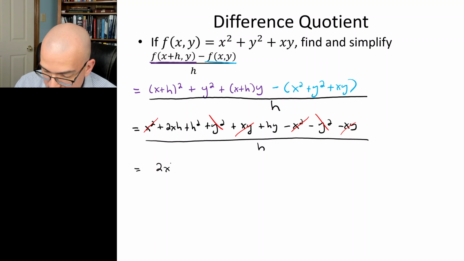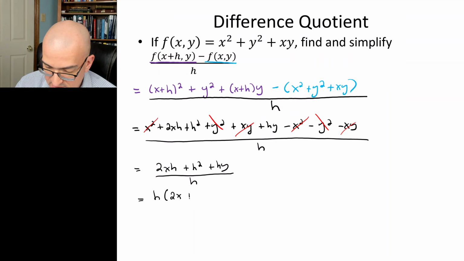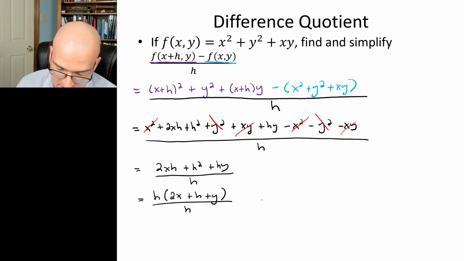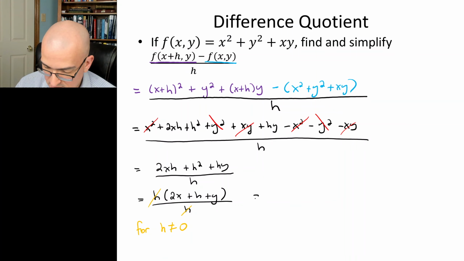So 2xh plus h squared plus hy, all divided by h. Then we can common factor an h on top, 2x plus h plus y, all over h. And then for h not equal to 0, we can cancel. If h is equal to 0, we cannot cancel. Gets rid of some information. So 2x plus h plus y. That would be your difference quotient.